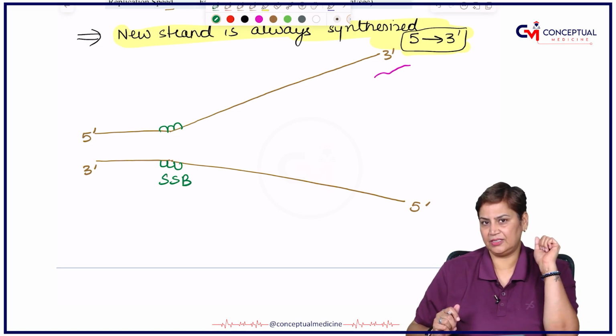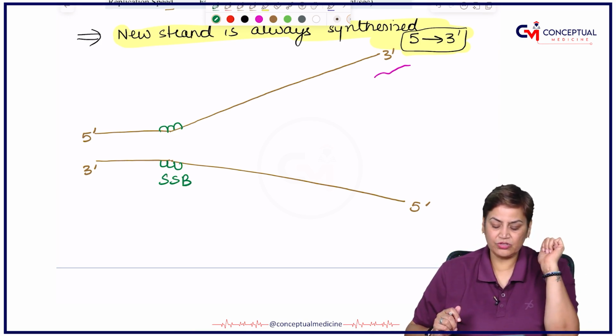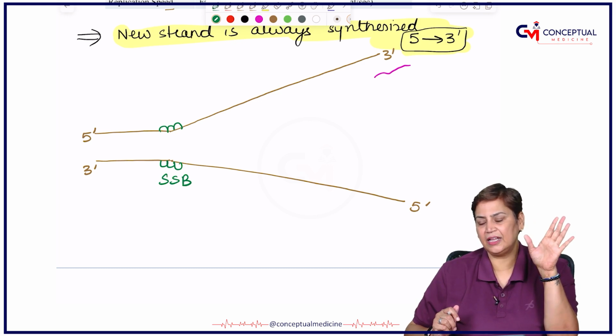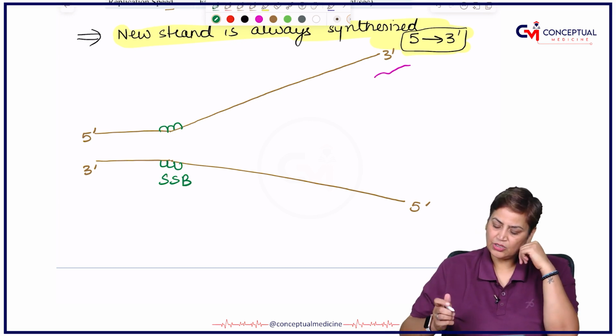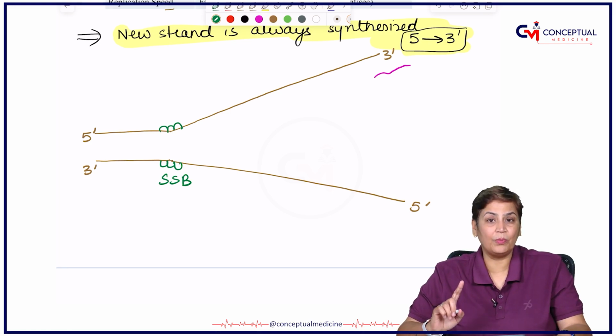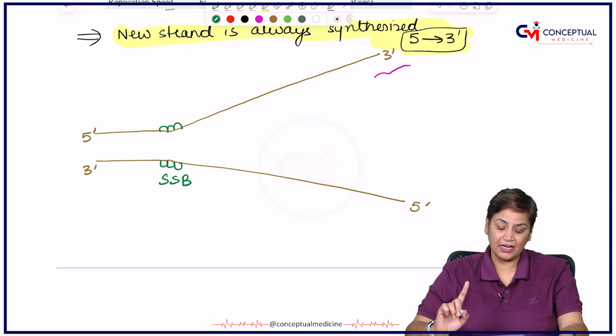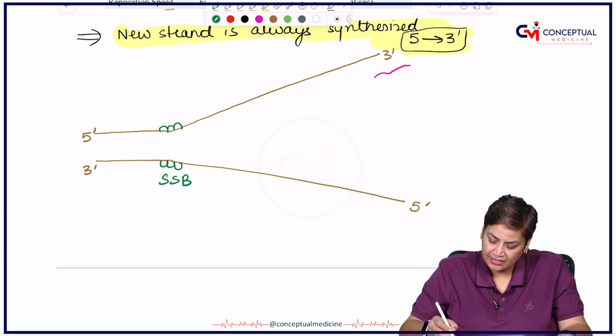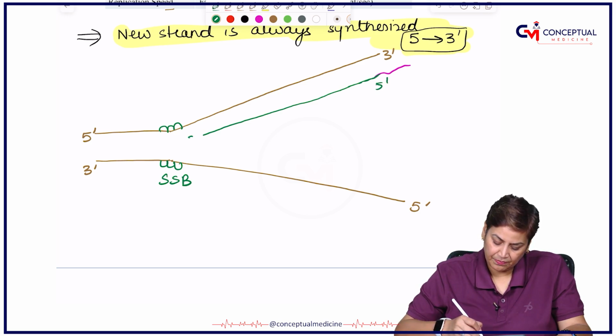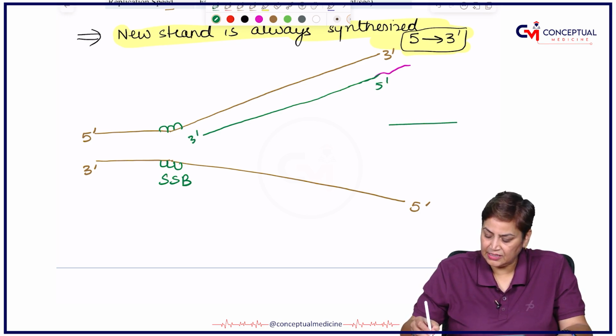Now the question is, I told you that new strand will always be synthesized in the direction 5' to 3'. So here, just to maintain the complementarity and the anti-parallel nature, here though we can say the strand can be synthesized like this, 5' to 3', because this is the growth of the replication fork.